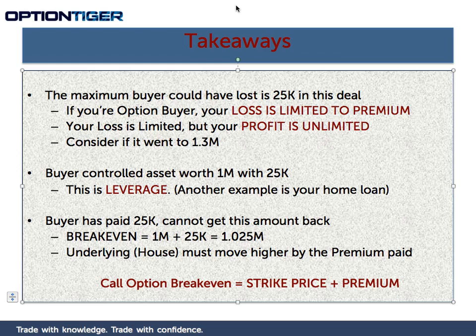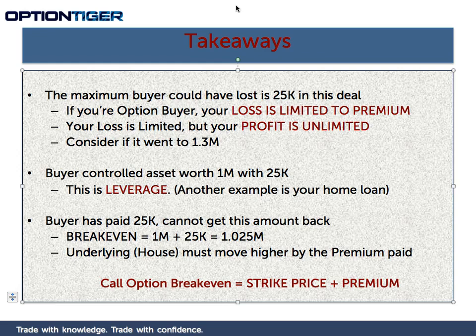And so, as a buyer of an option, your loss is limited to the premium that you paid. But your profit is unlimited. So imagine if the price of the house went up to 1.2 million or 1.3 million, we get to participate in all of that upside. So that's a big takeaway. As a buyer of options, your losses are limited and your profits are unlimited.